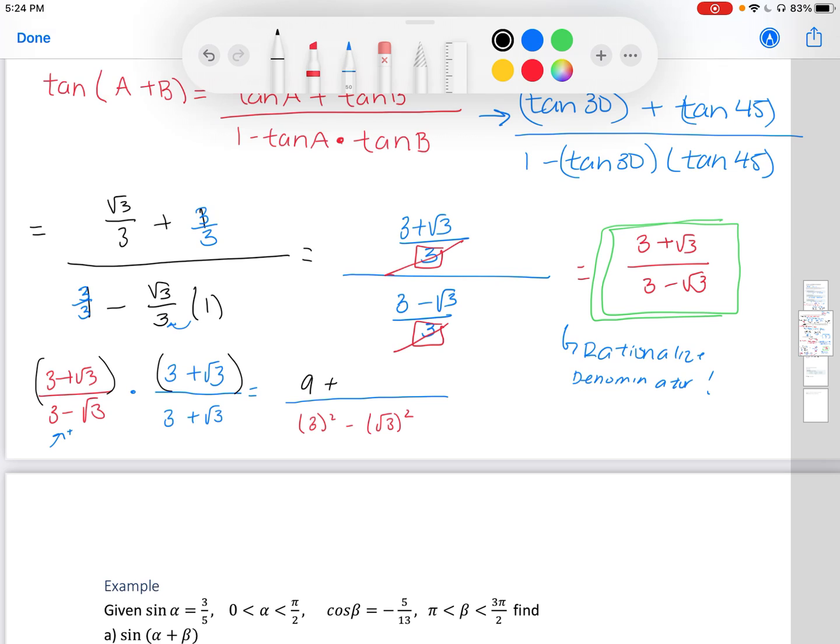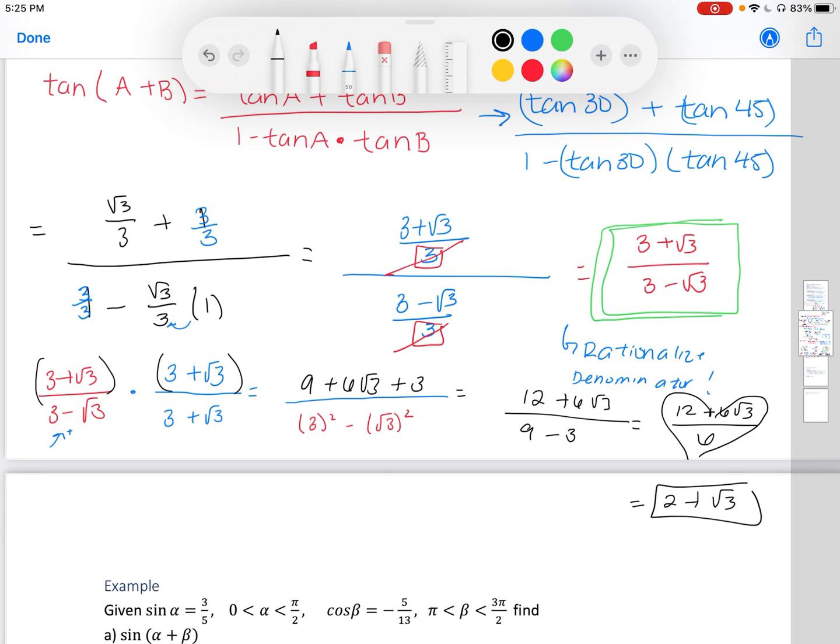So this will be 9 plus 2 times 3, which is 6, square root of 3, plus 3 squared, which is just 3. So I have 9 plus 3 is 12. 12 plus 6 square root of 3 divided by 9 minus 3, which is 6. So I have 12 plus 6 square root of 3 divided by 6. And we can simplify so that we get 2 plus square root of 3, because the 6 divides both terms in the numerator. So what I did here was I thought of this as 3 plus square root of 3 squared, and then I used my expansion rule, or you can FOIL.